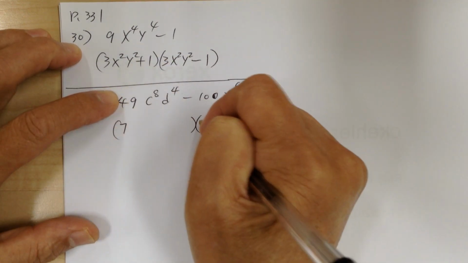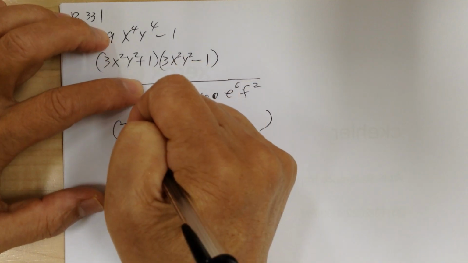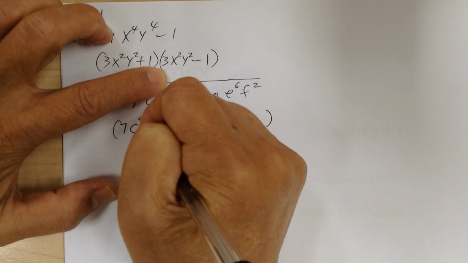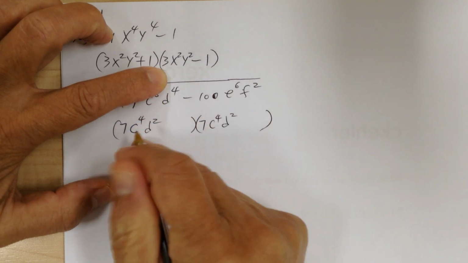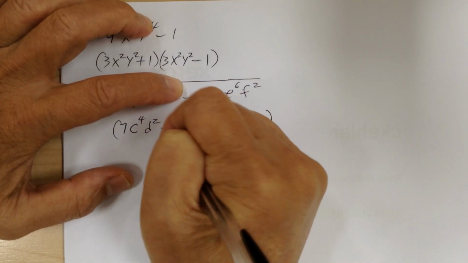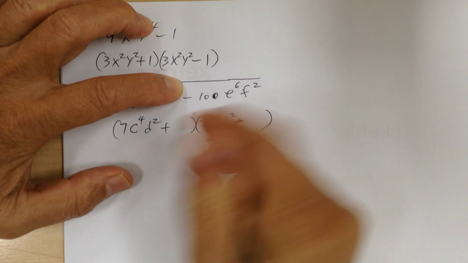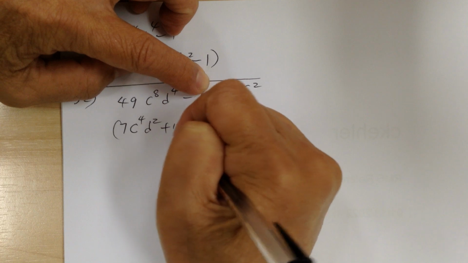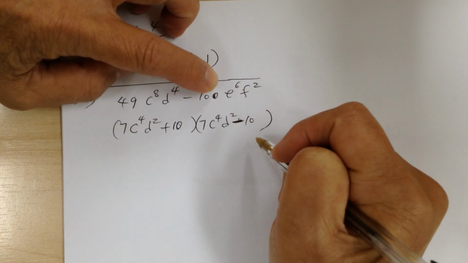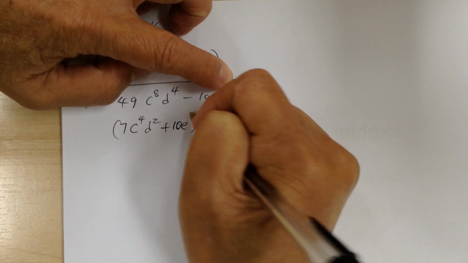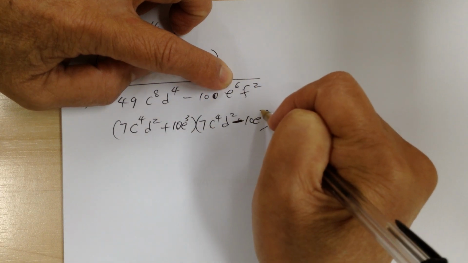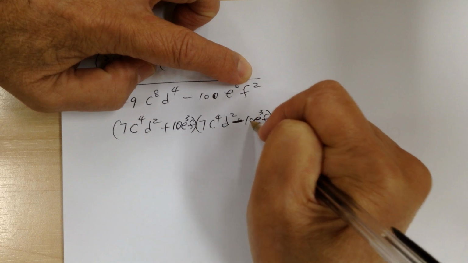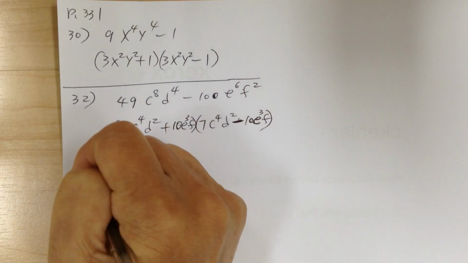Okay, so 7 times 7 give you 49. To get c to the 8, you have to get c to the 4 times c to the 4 give you c to the 8. Then you get d squared give you d to the 4. You need to plus times minus give you minus. To get 100, you need to get 10 times 10 give you 100. And you need to get e to the 3, and need to get f and the f. Okay, and that's it.